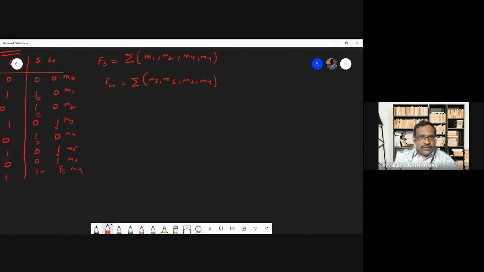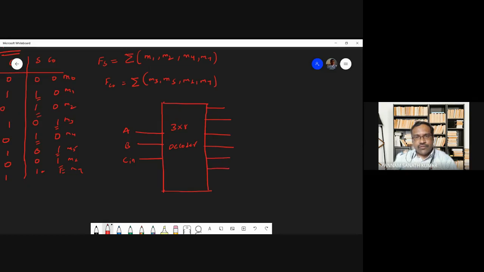Next, you have to draw the block diagram for the 3:8 decoder. You have three inputs, which are A, B and C in, and you have eight outputs: M0, M1, M2, M3, M4, M5, M6 and M7.